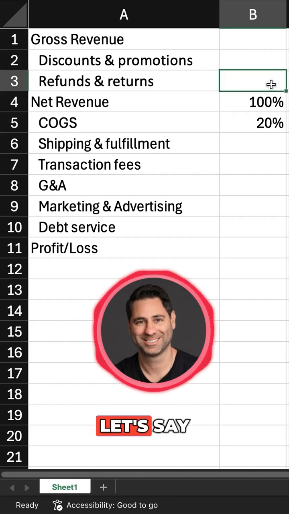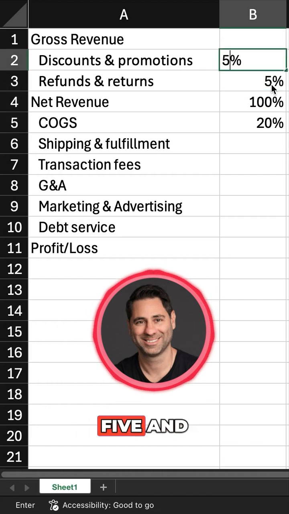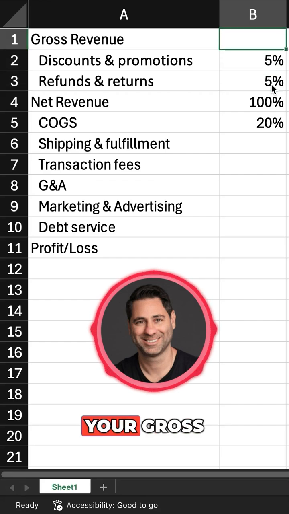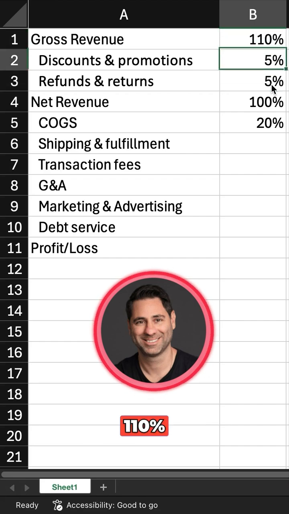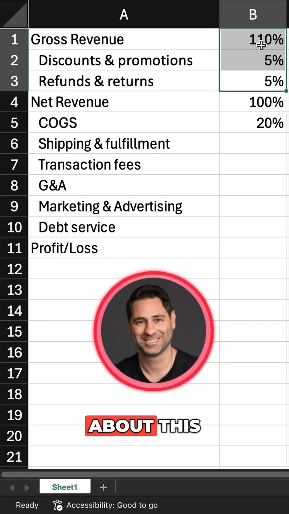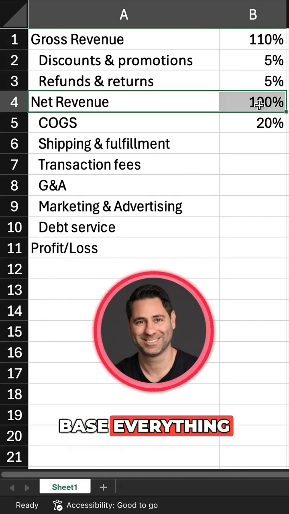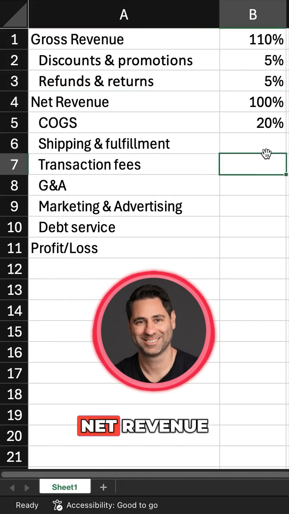And of course, let's say that your refunds are 5 and your discounts are 5. That means that your gross revenue is 110. But we don't care about this part here because we're going to base everything on net revenue.